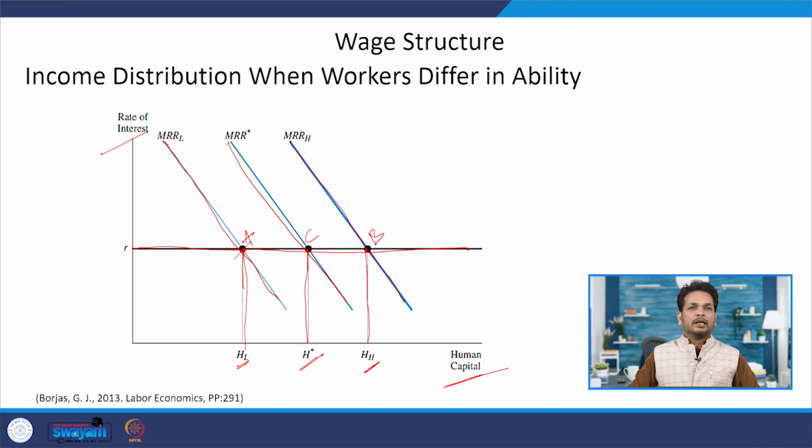So, high ability workers therefore have higher wages than low ability workers in the labor market because of two distinct reasons. First, high ability workers would earn more than low ability workers even if both groups acquire the same amount of human capital, because ability itself is a characteristic that increases productivity and earnings in the labor market. So, that is the first point. Even if they have the same amount of human capital, their outcome is going to be different in terms of productivity and earnings in the labor market.